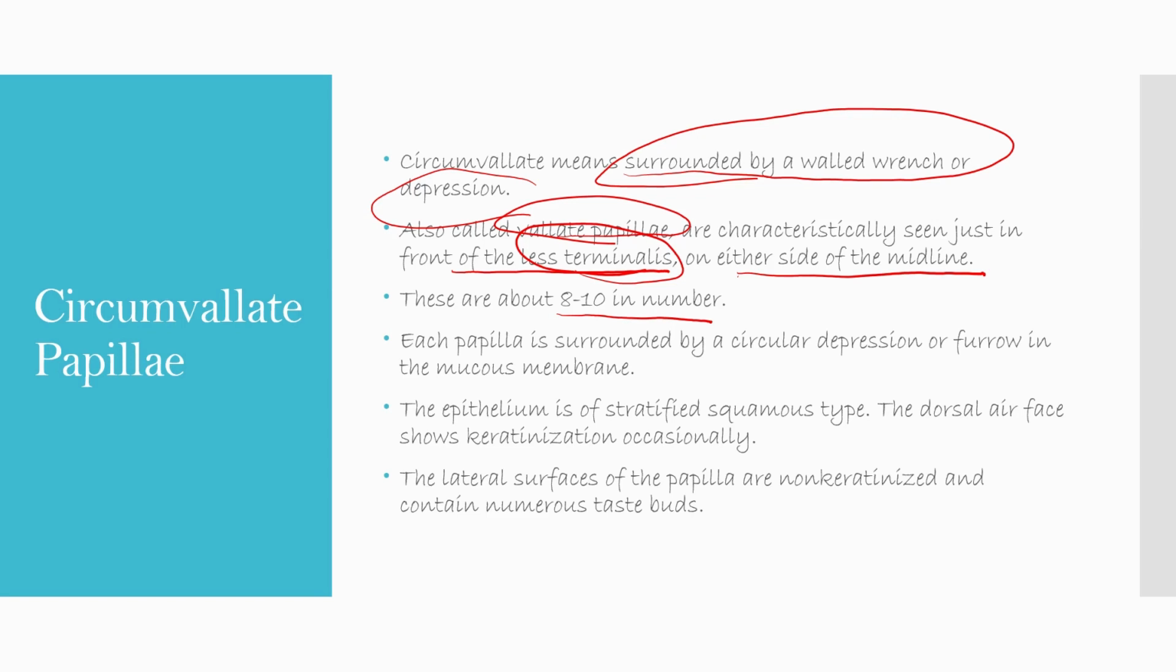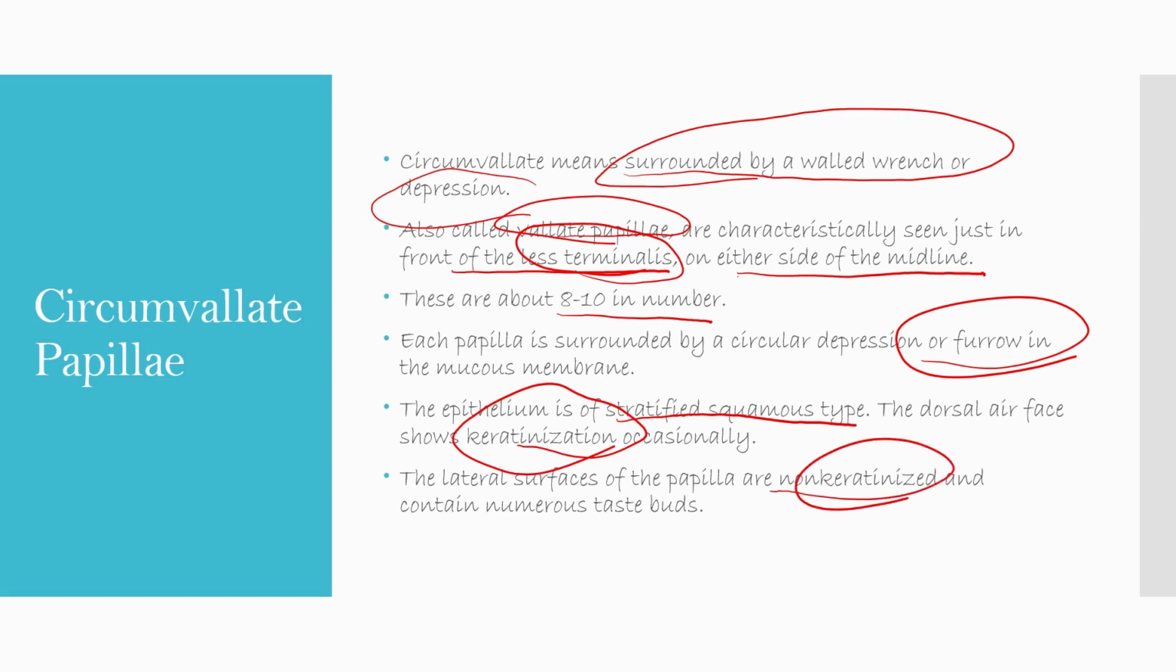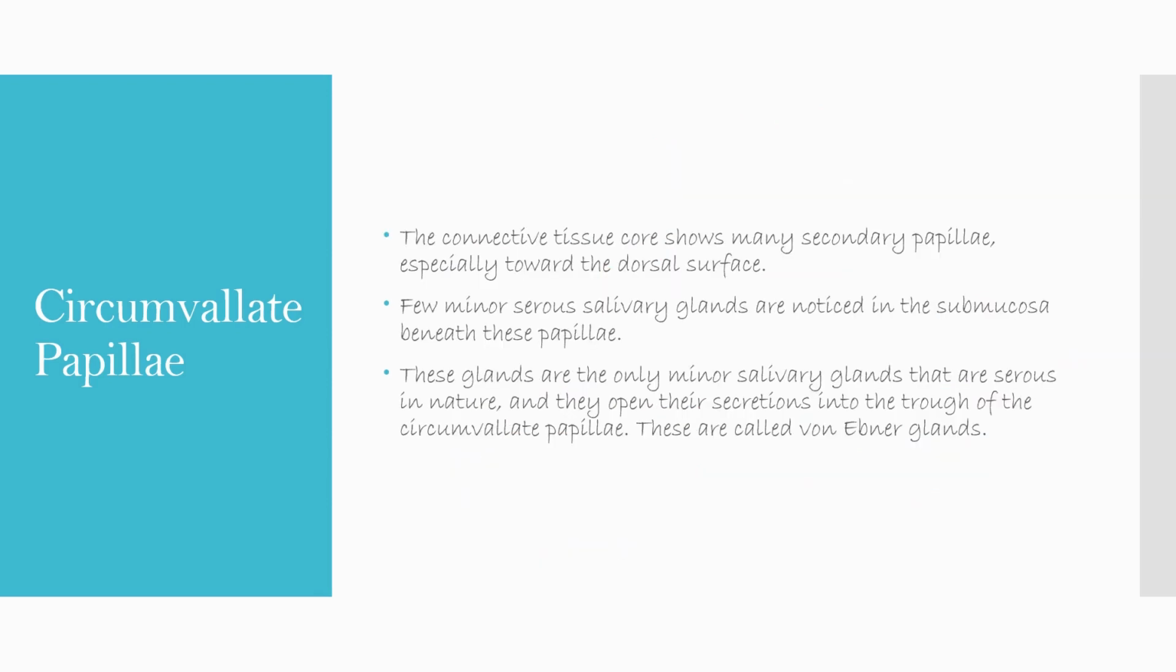Each papilla is surrounded by a circular depression or furrow in the mucous membrane. The epithelium is of stratified squamous type, which is keratinized. The lateral surfaces of the papilla are non-keratinized. So the dorsal surface is keratinized and the lateral surfaces are non-keratinized and contain numerous taste buds. The saliva helps in the distribution of the taste, and the receptors present in the taste buds catch it and create the taste of the food.